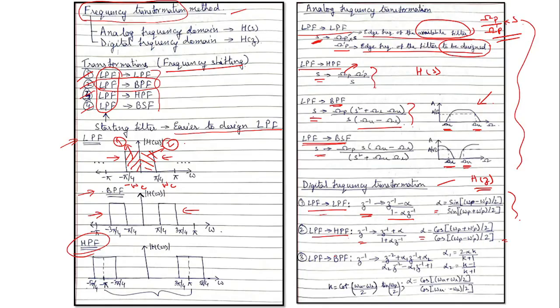Then we have this LPF to bandpass filter. Z inverse will be transformed to (Z to the power minus 2 plus alpha 1 Z to the power minus 1 plus alpha 2) divided by (alpha 2 Z to the power minus 2 plus alpha 1 Z to the power minus 1 plus 1). Over here we have two components, alpha 1 and alpha 2. Alpha 1 is given by 2 alpha k divided by k plus 1, and alpha 2 is given by (k minus 1) divided by (k plus 1). Here the values of k and alpha have been given.